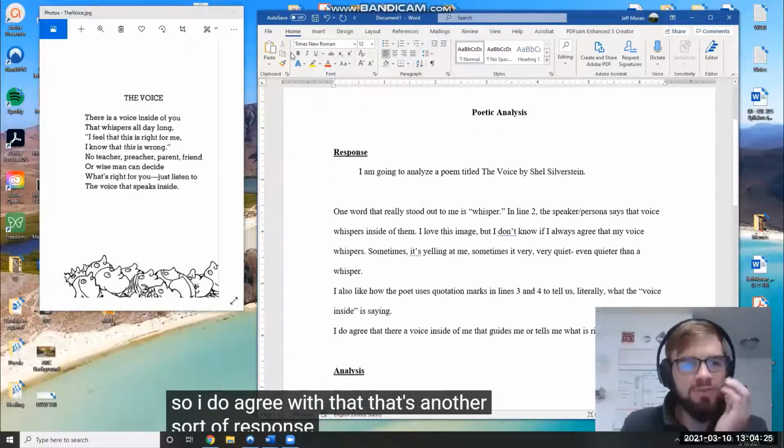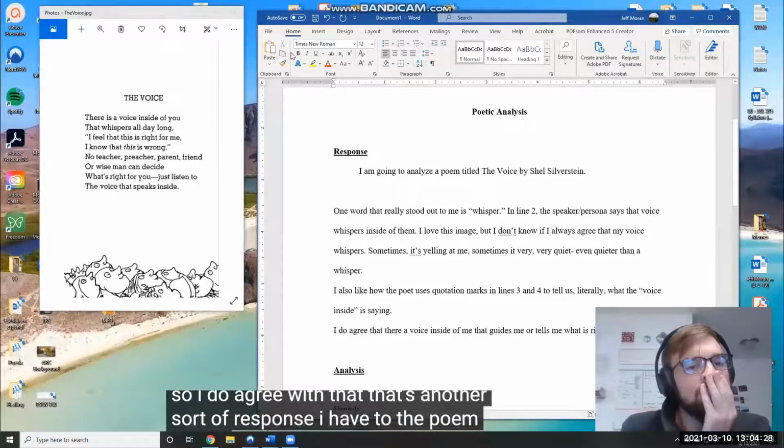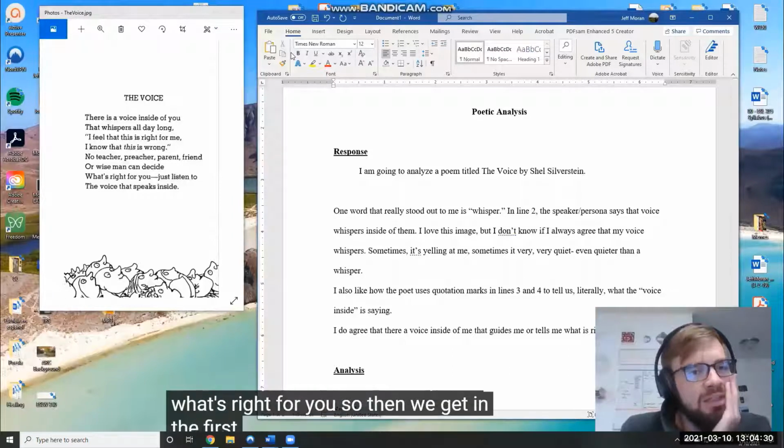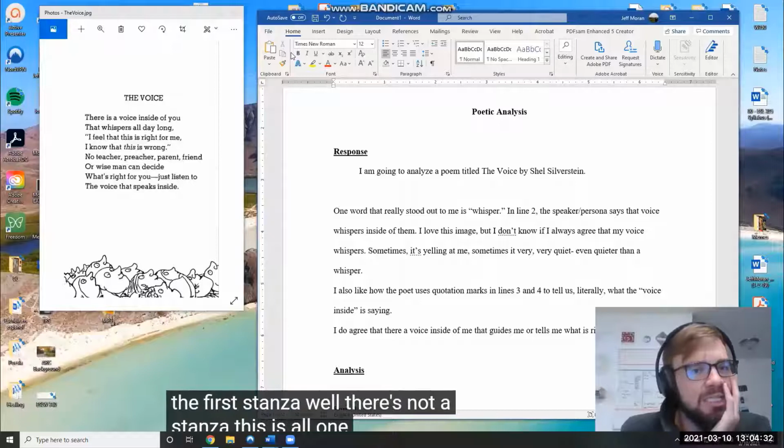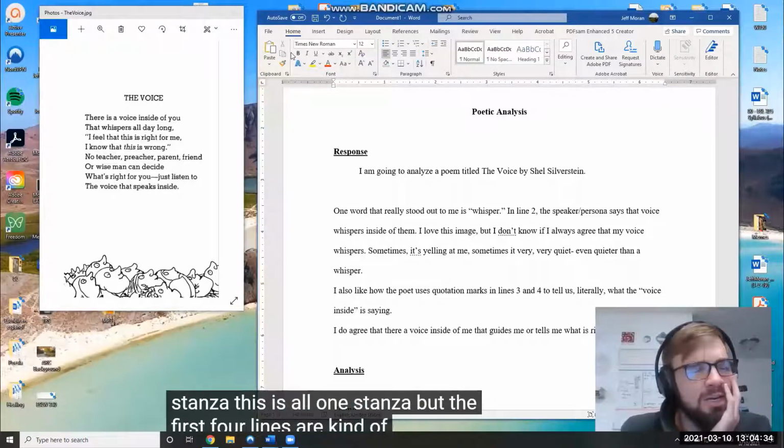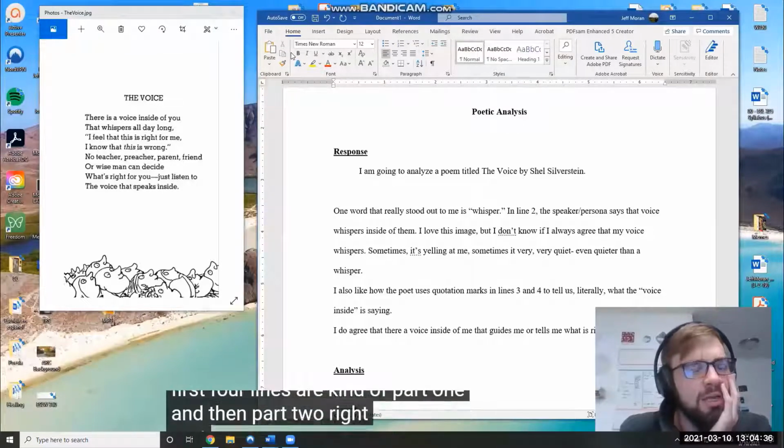So I do agree with that. That's another sort of response I have to the poem. What's right for you? So then we get in the first stanza. Well, there's not a stanza. This is all one stanza. But the first 4 lines are kind of part 1 and then part 2, right?